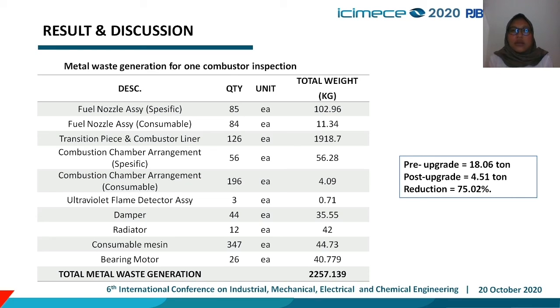Using that, we can estimate that before the upgrade, we produce 18 ton of metal waste in an 8 years period, and then after the upgrade, we only produce 4.5 ton of metal waste. So the reduction of the metal waste is 75%.